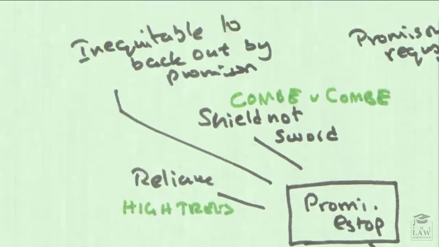arrangement. Firstly, there must be a clear and unambiguous statement by the promissor that his or her legal rights will not be enforced. Secondly, the promisee must have relied upon this representation by the promissor. And thirdly, it must be inequitable for that promissor to go back on his word.